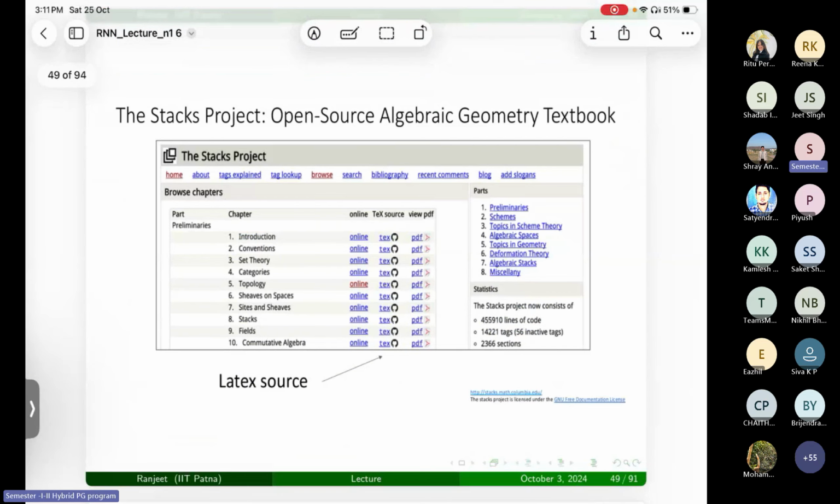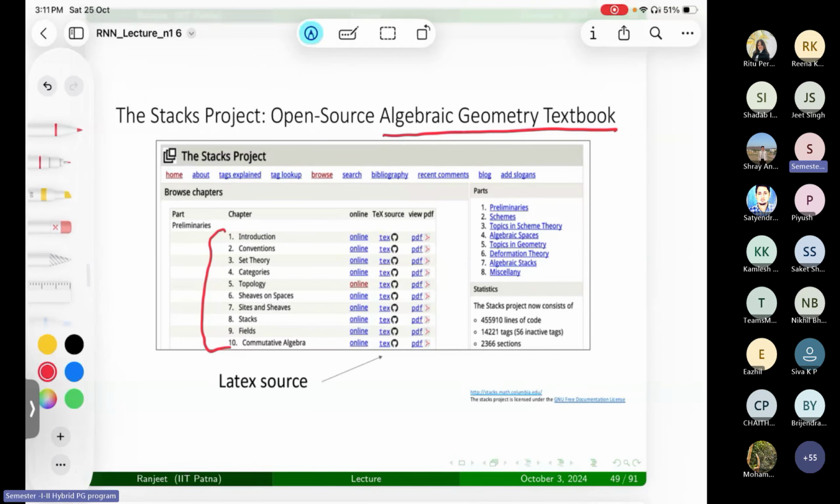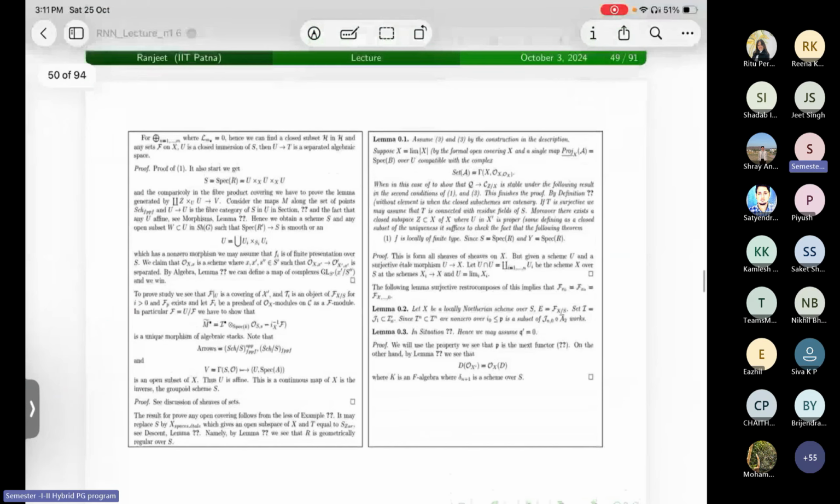Further, they have also trained this RNN on an algebraic geometry textbook, where we have all the LaTeX files. They have just taken all those LaTeX sources, and in this, you can see we have a lot of chapters from introduction to commutative algebra. They have trained the RNN on this book, and let's see the result.